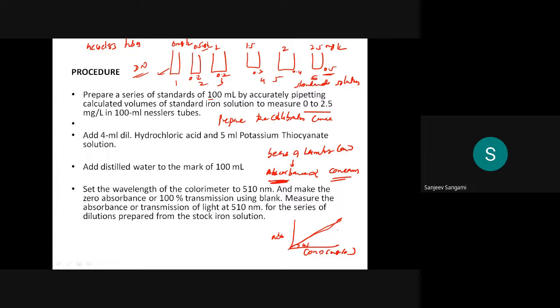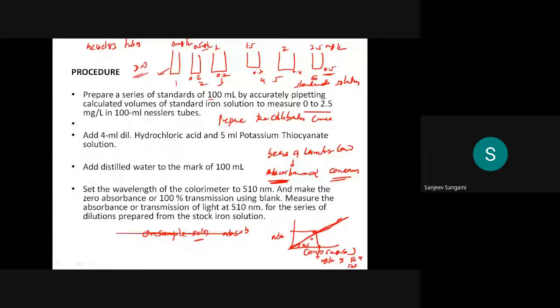Once you plot it, you will get a straight line, exactly 45 degrees. Once you have prepared this, place the unknown sample solution. For example, if you are measuring iron in river water, bring that river water sample and measure the absorbance. Suppose you got the absorbance at this point. Then on the curve, where exactly you read off will be the milligram per liter as Fe2+ or Fe3+.